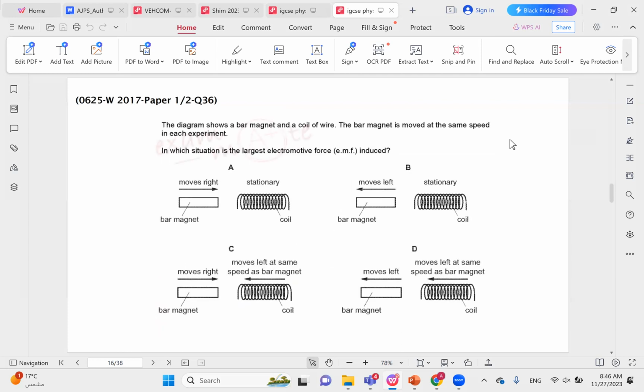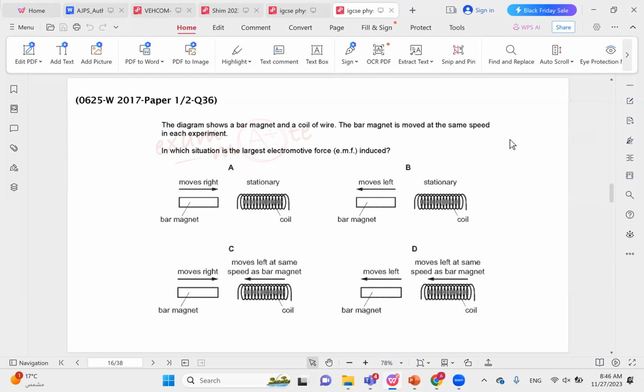The diagram shows a bar magnet and a coil of wire. The bar magnet is moved at the same speed in each experiment. In which situation is the largest EMF induced? Like we said, EMF or current are induced due to a changing magnetic field. So the largest change in the magnetism creates the largest EMF.